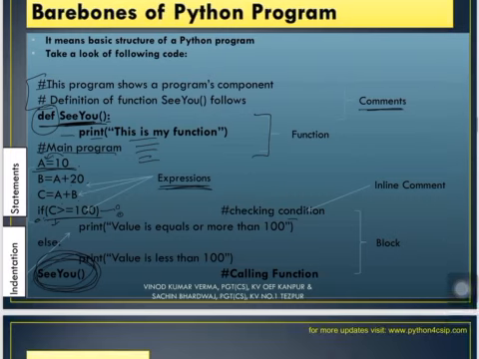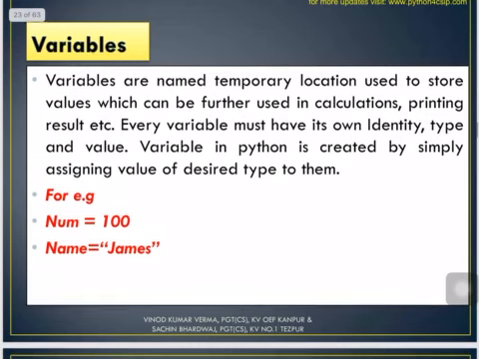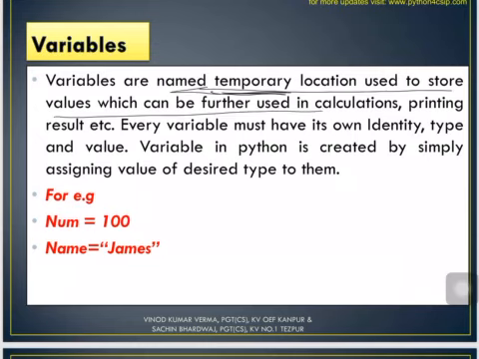Let's continue. Next is the concept of variables. As we have done variables, since you all are mathematical students, you must know what variables are. The variables whose value varies. Generally we have understood the concept that variables are ones whose value varies. Now let us see whether the concept applies here also. So variables are named temporary locations used to store values which can be further used in calculations, printing results, etc. So basically we use variables to hold values temporarily so that these values can be used further for calculations or for displaying results, etc.